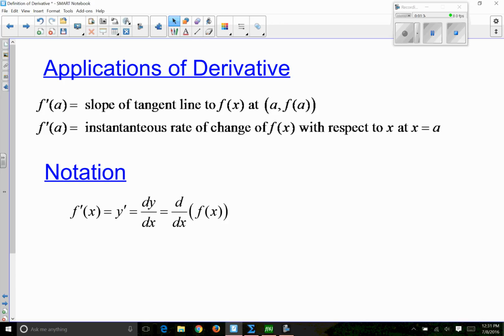This is the notation. F prime of x, or we use y prime, or we often write dy over dx. When we write dy over dx, we say the derivative of y with respect to x. And this one is read the derivative of f of x with respect to x. When dx is on the bottom, we say the words with respect to x.